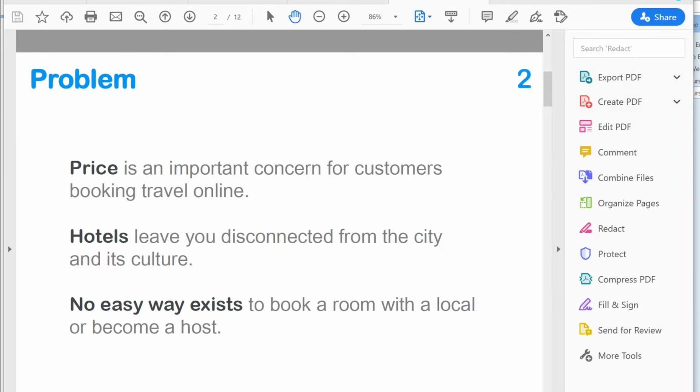To book a room with a local, I'm not sure it was really that legitimate of a problem if you really think about it, because not many people want to go stay with strangers. Some people would, many people wouldn't. So at the outset, I'm not sure I buy into that the problem they really needed to solve was to allow people to book a room with a local.